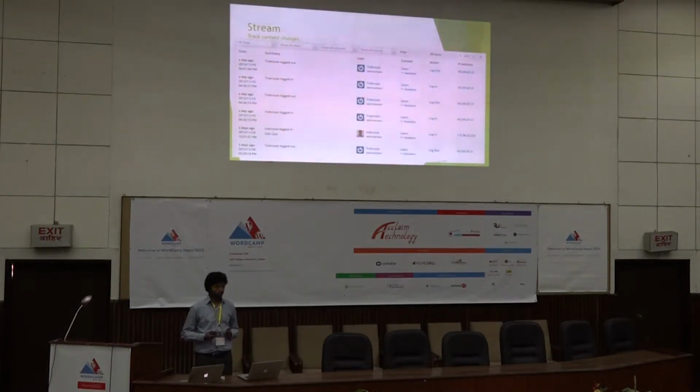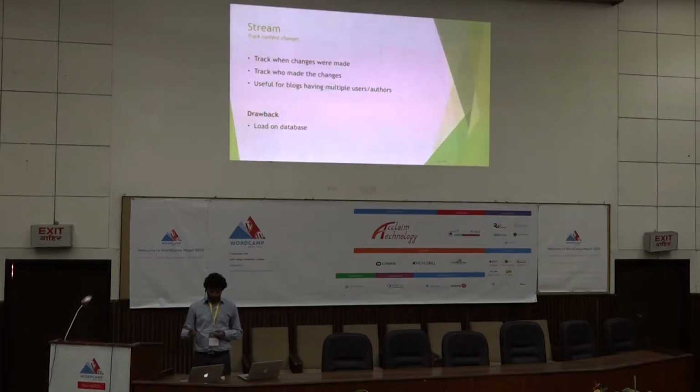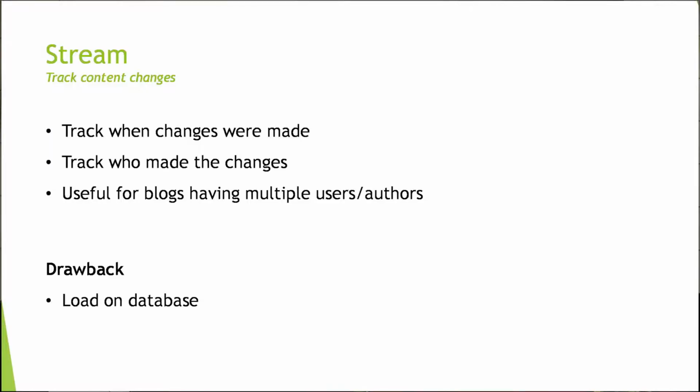Moving on, another plugin, Stream. Stream helps you track down any changes made on the website, and more importantly, who made them. There are different columns where you see who made the changes, what the changes were, what the IP address was, and when it was made. This is particularly important if you have a blog with multiple users, because anybody can change any content. So it's important that you track what changes are made and who made them, so that you can come back and correct it. This is especially useful for blogs that have a lot of users.